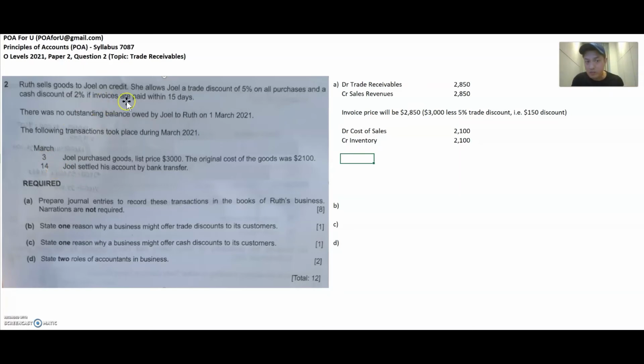Now, he has a special term here called cash discounts of 2% if he pays within 15 days. So did he pay within 15 days? Yes, he did. So he would be eligible for the 2% discount.